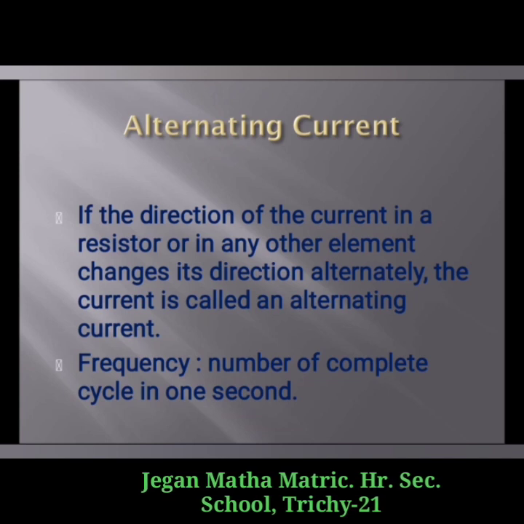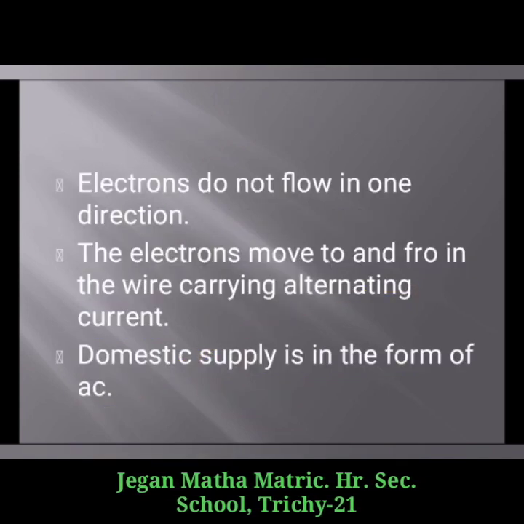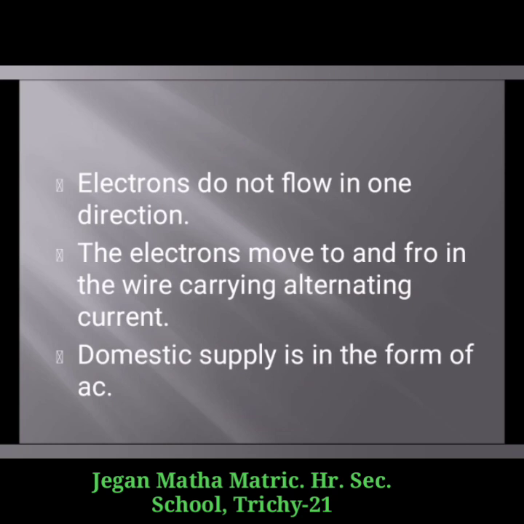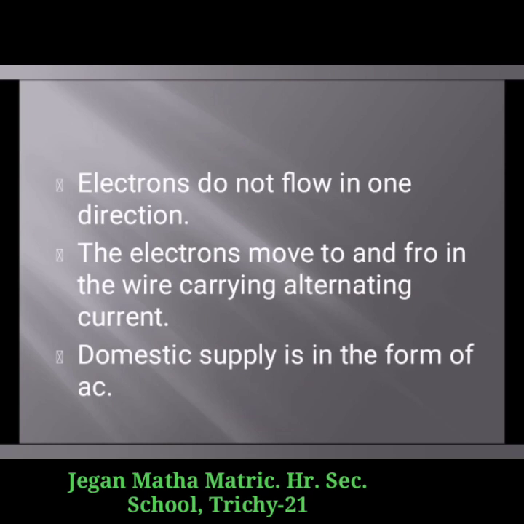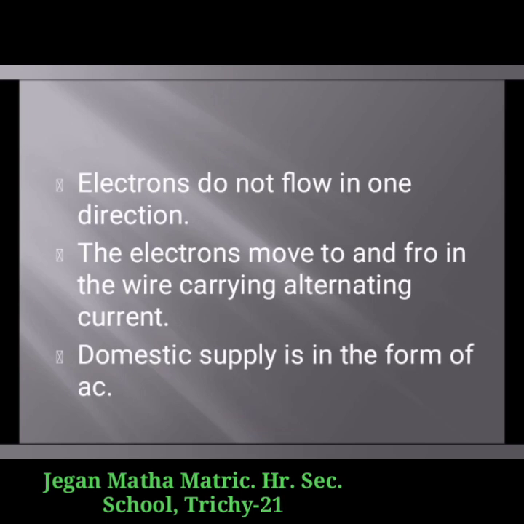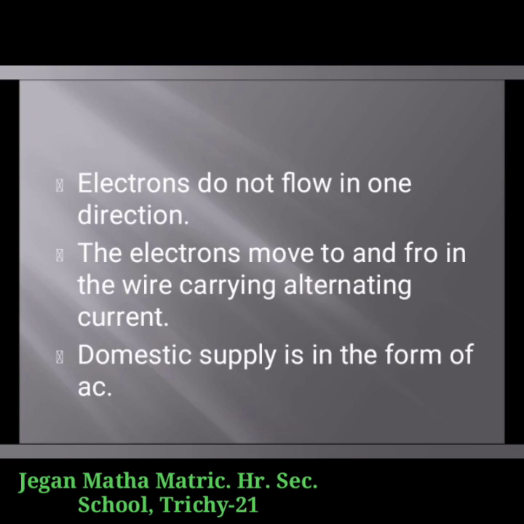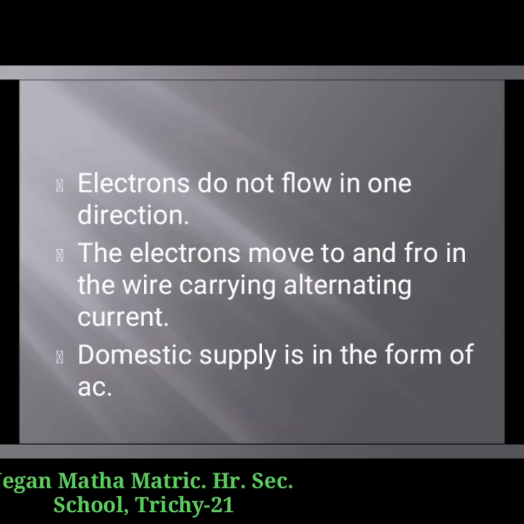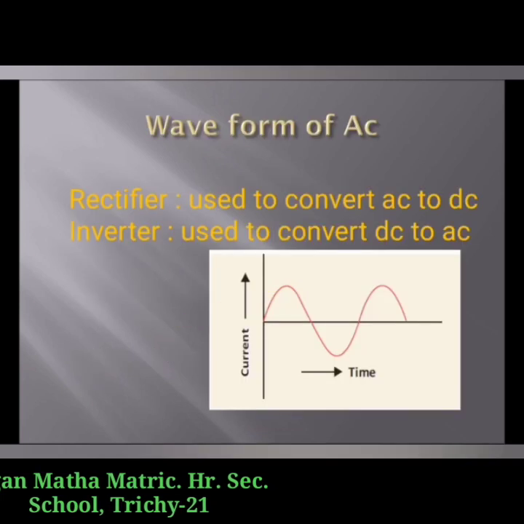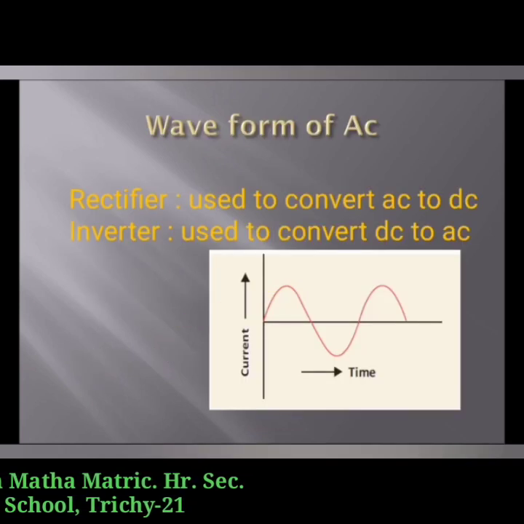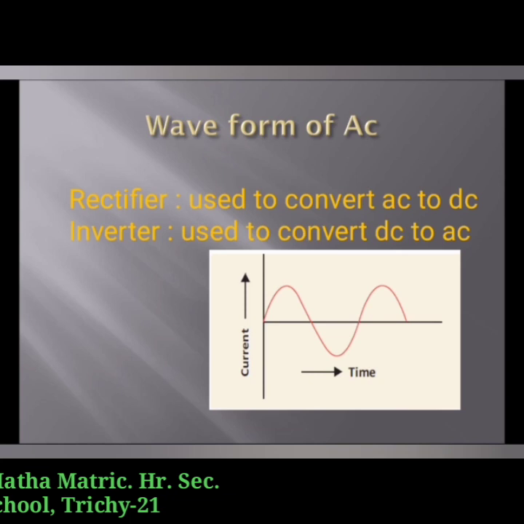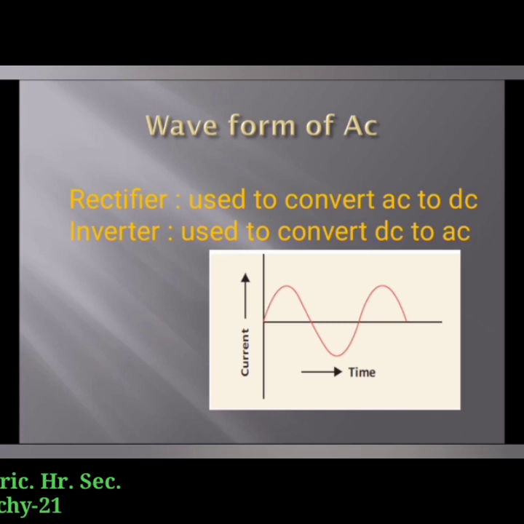In AC, the electrons do not flow in one direction because the potential of the terminals varies between high and low alternately. Thus, the electrons move to and fro in the wire carrying alternating current. This is diagrammatically represented in the figure. So, this is the waveform of AC.